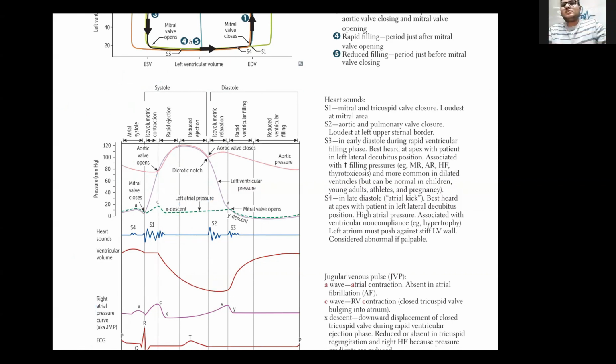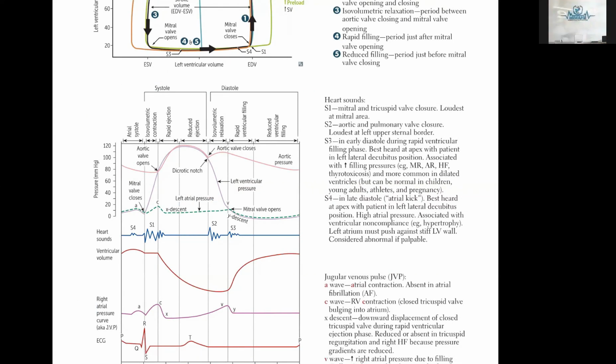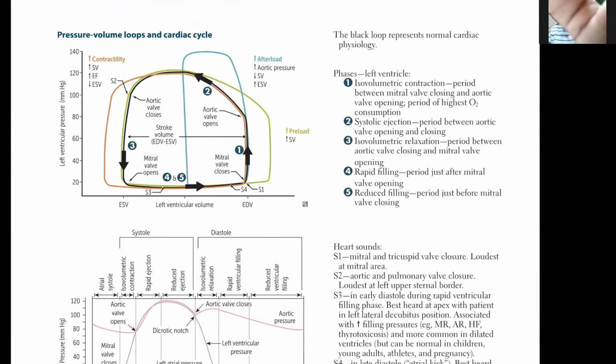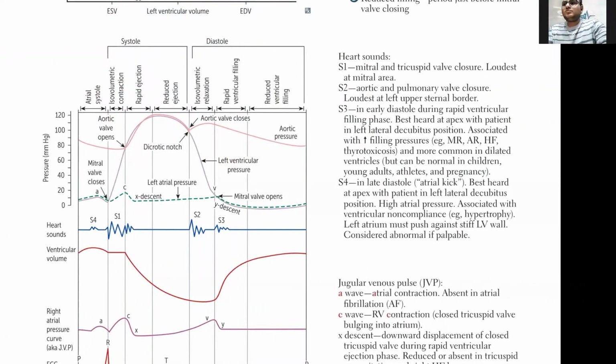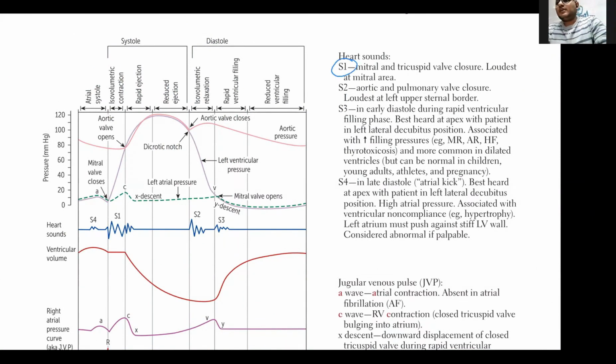Okay. So now we will discuss some pathologies and a quick revision of our sounds and phases. What are the different sounds? S1, S2. We will discuss the MCQs. S1 is produced when the mitral and tricuspid valves are closed. S2 is produced when the aortic and pulmonary valves are closed. And the FCPS and MD MS part 1 question.